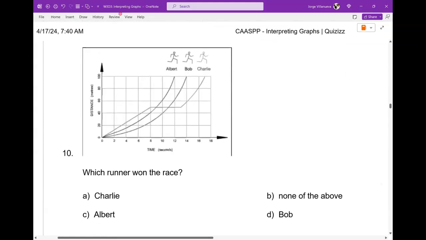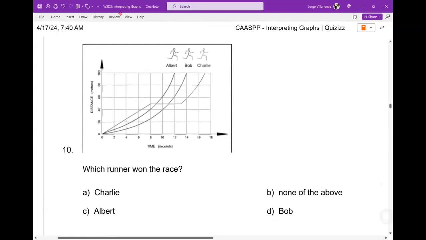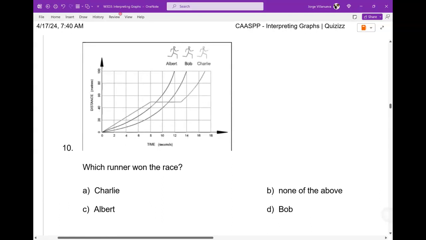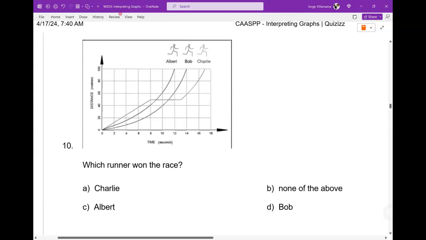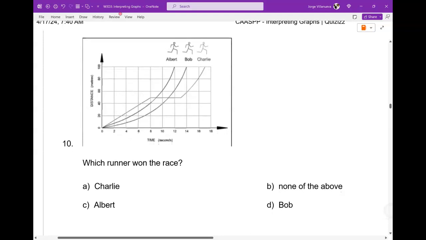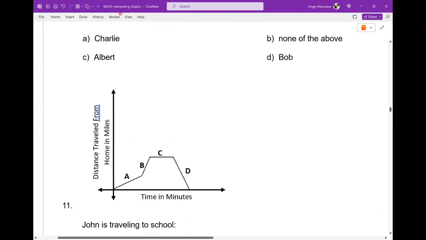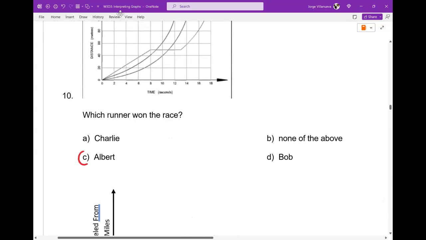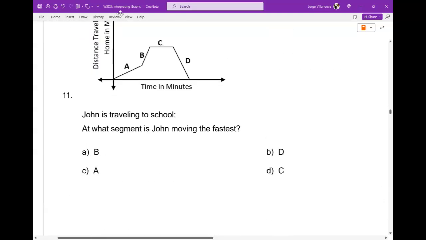Which one won? Albert did, right? Because he finished fastest. Right? Maybe didn't start fastest, but finished the fastest. Okay? So I'll put the answer there first. Now we'll keep going.